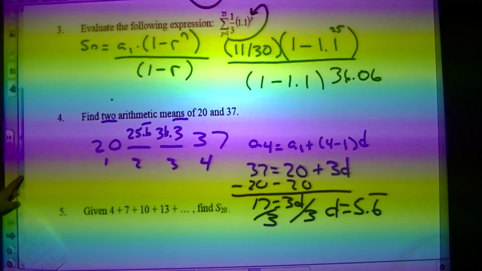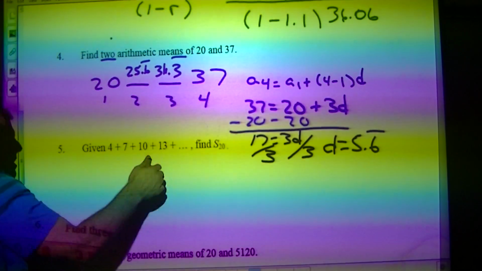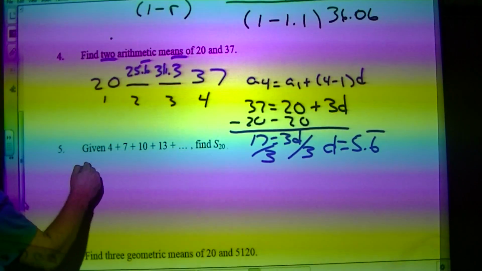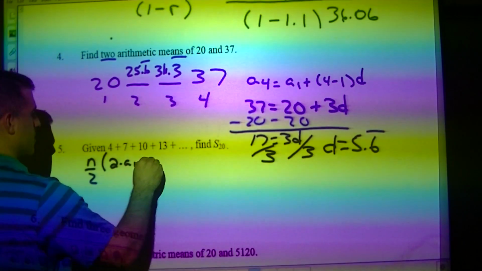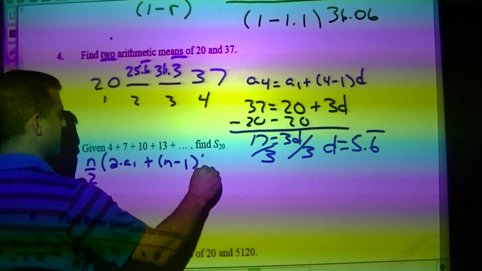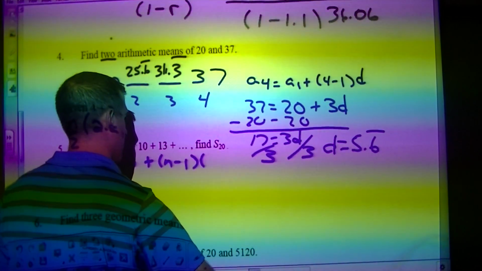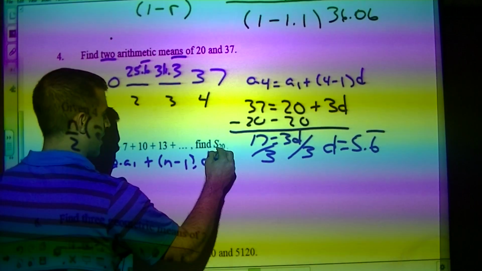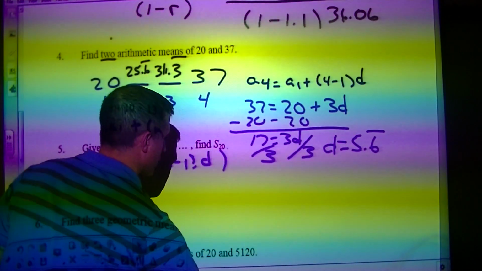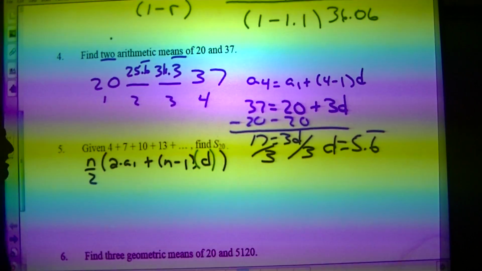Given this, find the sum of the 20 terms. Now what I'm going to use for that is this formula: n over 2 times 2A1 plus n minus 1 times D. Now, one of the key things that you have to do, the formula won't give this to you, but you have to put parentheses around that D part there.